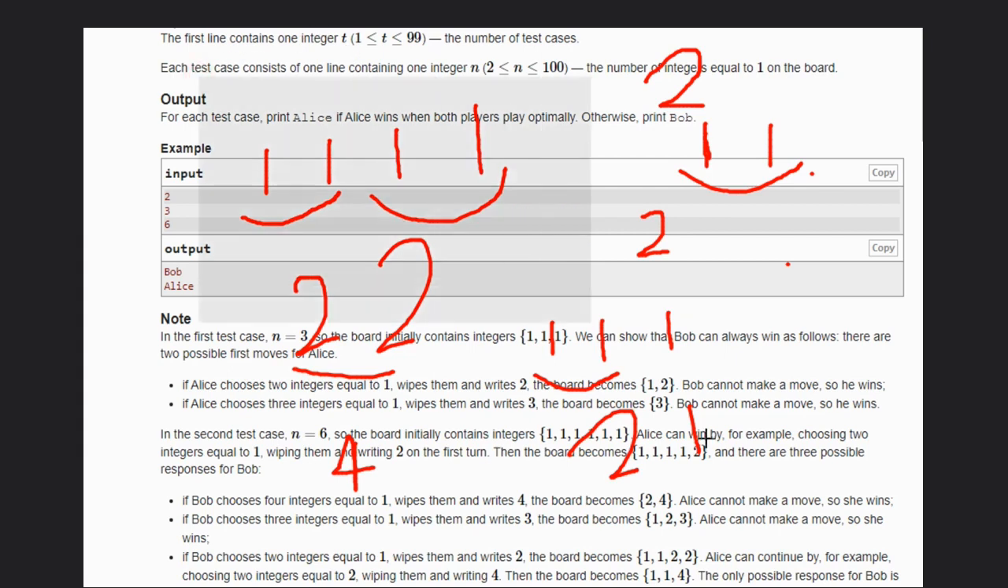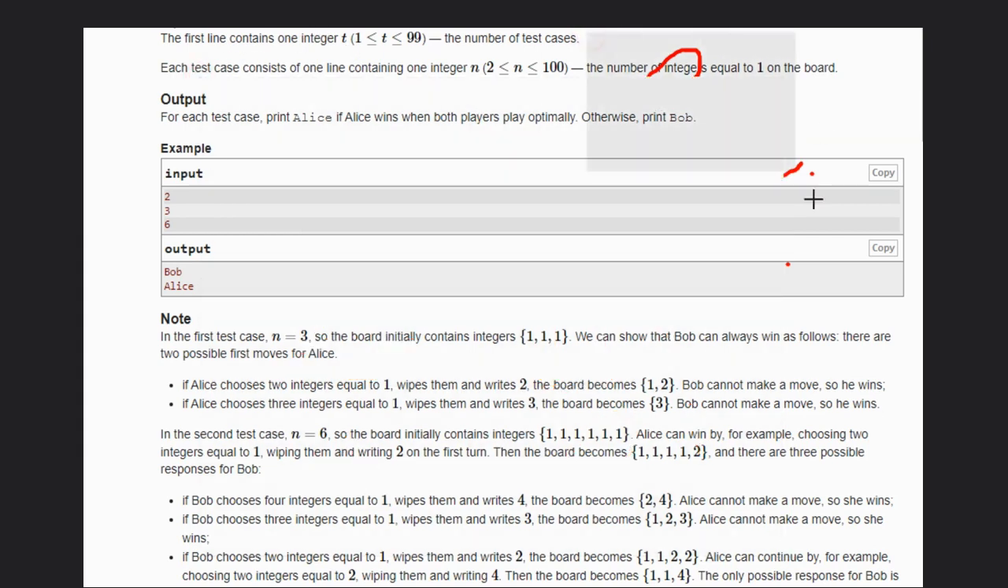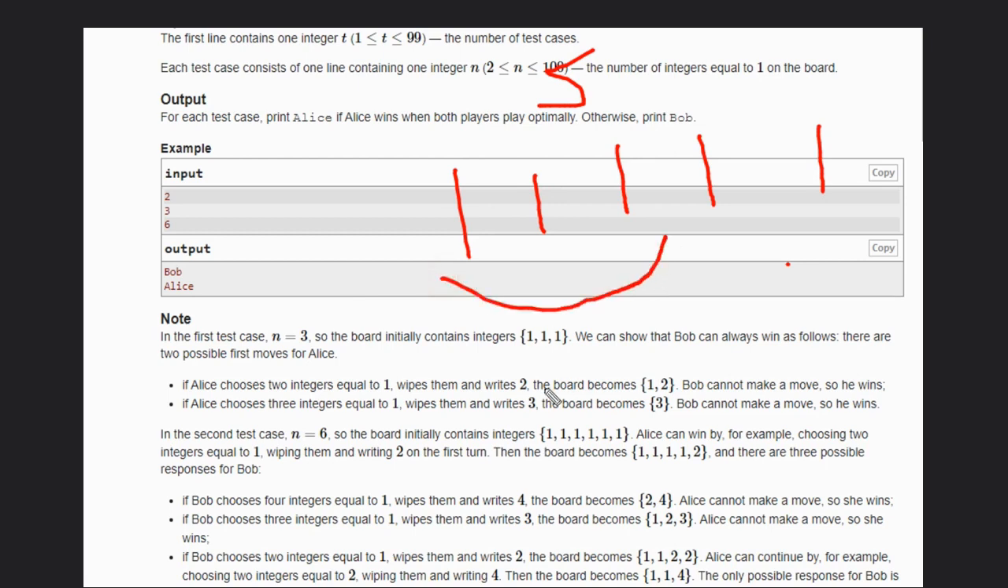So let's see a case where Alice will win. Let's take n equal to 5, so we have 1, 1, 1, 1, 1. In this case, suppose Alice chooses only 2 integers or 3 integers, whatever her way. Let's suppose Alice chooses the starting 3 integers. So it will be 3, 1, 1. Because both play optimally, Bob has only one choice, that he has to choose these two integers. So it will be 3 and 2. Now Alice has no choices, so Alice will win.